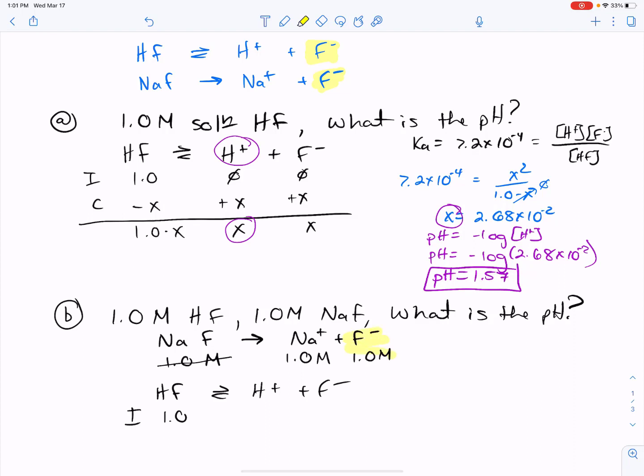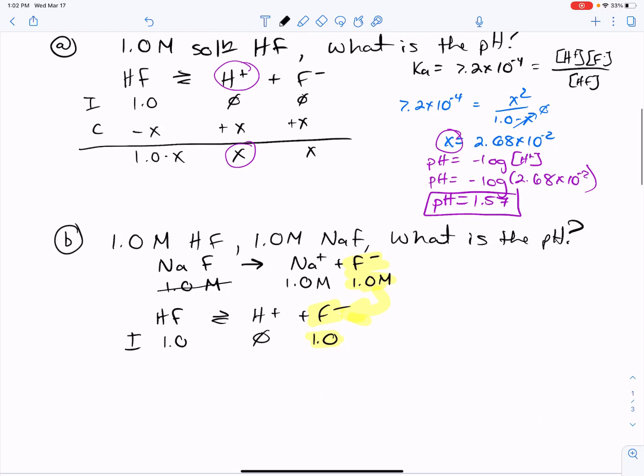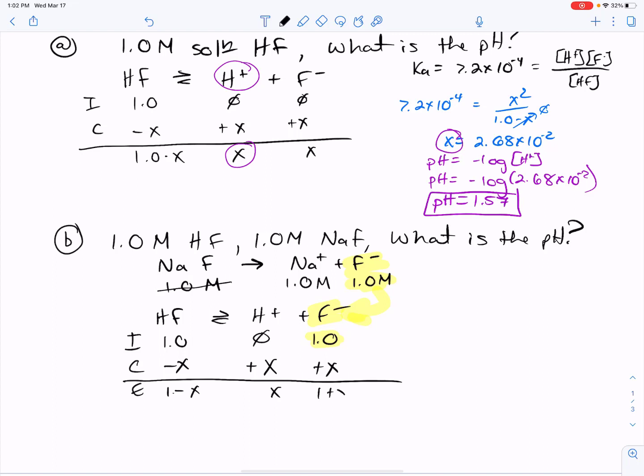And so my hydrofluoric acid is 1 molar. And so I can plug that in here into my ICE table for my fluoride concentration. And so I'm starting out with 1 molar of that. Now the same thing as before, I don't have any hydrogen ions. And so what that means is my equilibrium must shift to the right to create hydrogen ions, which would also similarly create fluoride, but it would take away from my HF. And so here I have 1 minus X, 1 plus X.